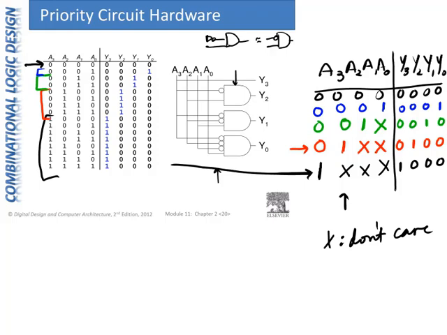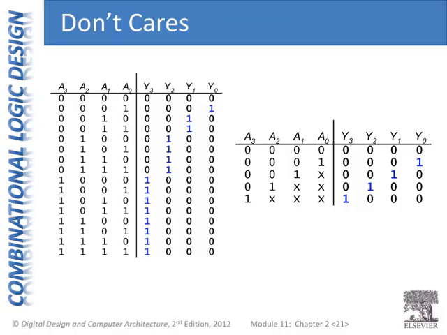So we can have don't cares on the inputs as well. Let's review this. If A3 requests the room, if A3 is high, it doesn't matter what the other inputs are. No matter what the other inputs are, if A3 is 1, Y3 is 1, and the remaining outputs are 0, and vice versa. So using don't cares on the inputs, we can collapse the truth table into a more concise truth table, and we can really tell what the output equations are more easily.